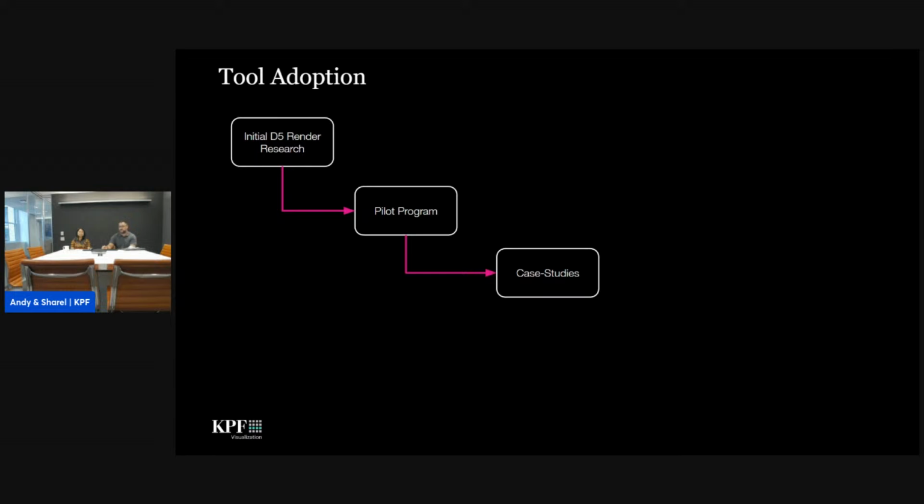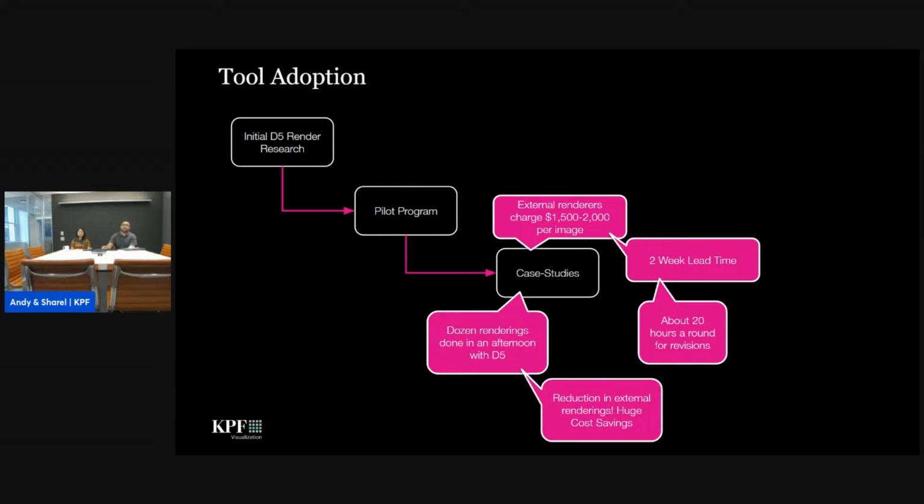And some of the things we've started to see were pretty incredible. If a typical external rendering image costs $1,500 to $2,000 and takes 2 weeks, and takes 20 hours of our time to actually polish to get that sent out to the client, that's a lot of time and money.